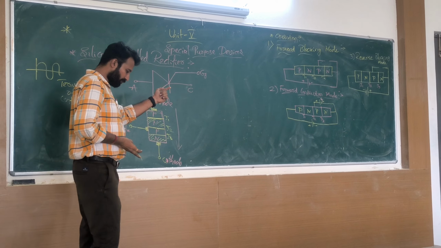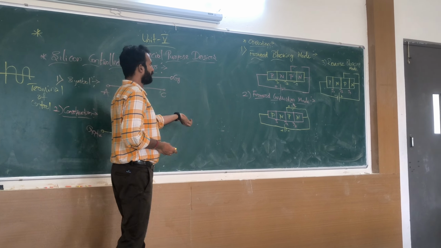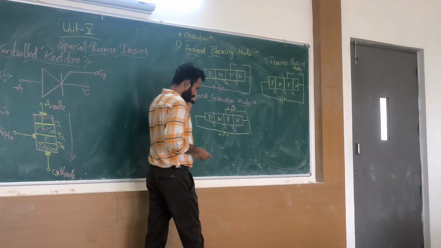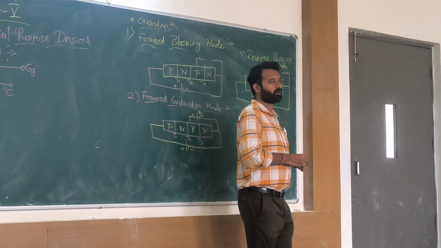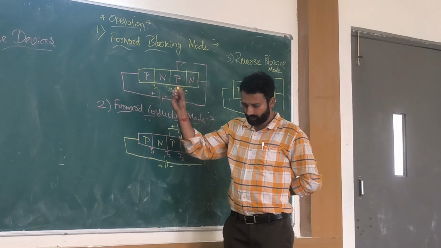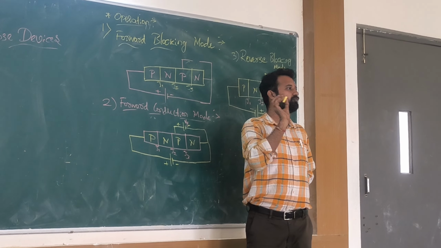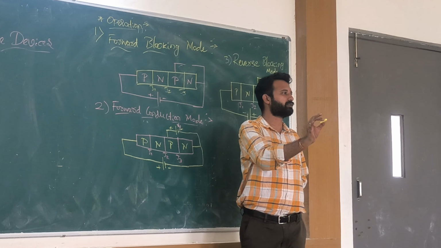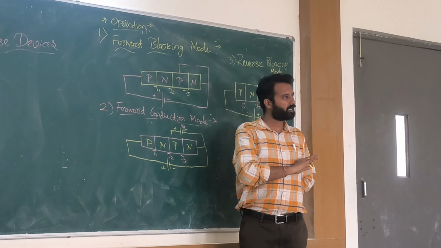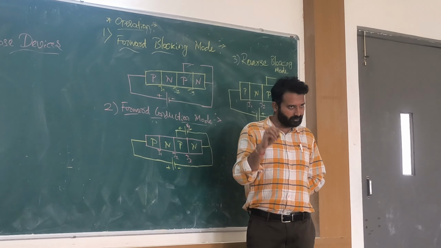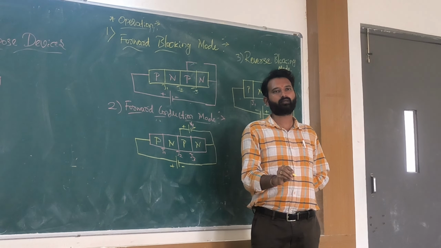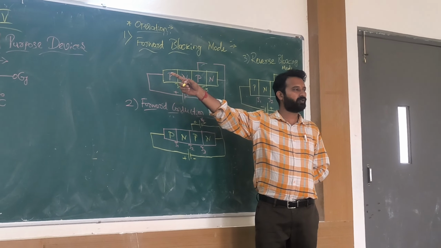Now let me explain the principal operation. What is the first one? Forward blocking mode. Focus here, concentrate here. Everything is available in the diagram. And if you know PN connection, forward bias, reverse bias, done. Explanation done.